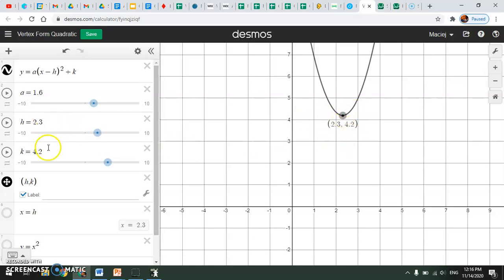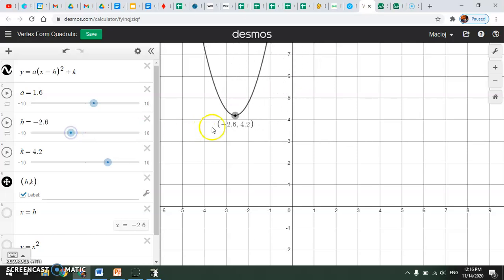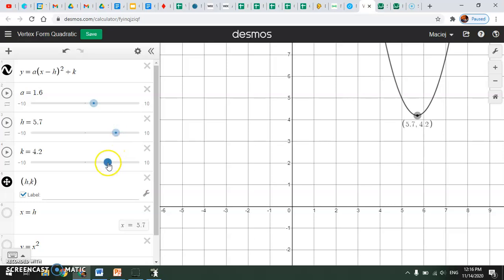So h and k represent the vertex. We saw that in that last example. So now I make h negative, and our vertex moves, right? So the h value is the x value of the vertex, the k value is the y value of the vertex. So remember that and take a look at these values again compared to this. Now, one thing you should know is that we have an axis of symmetry, right? There's the axis of symmetry.